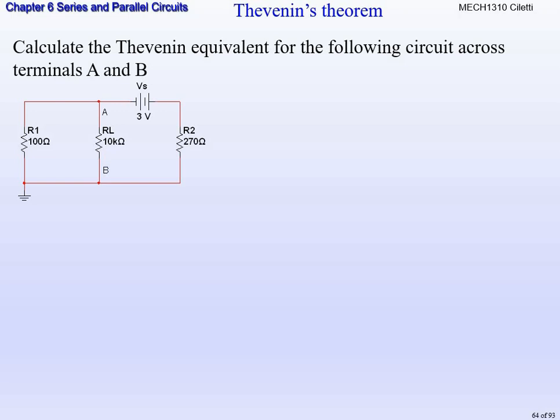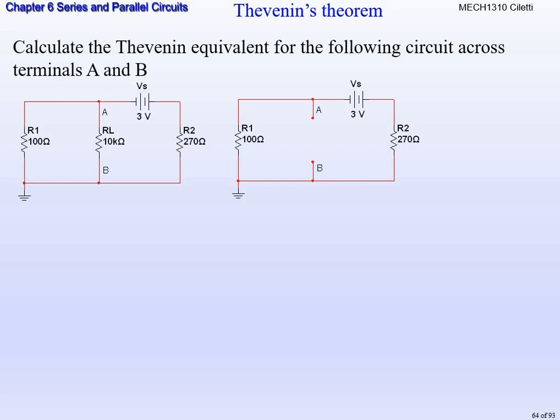Okay, so what do we got going on here? We got R1, R2, VS, we have RL in the middle. You should be thinking automatically now, we've done a few of these, we need to do what? Remove the load resistor. So first step, remove the load resistor. Then we find the Thevenin voltage.